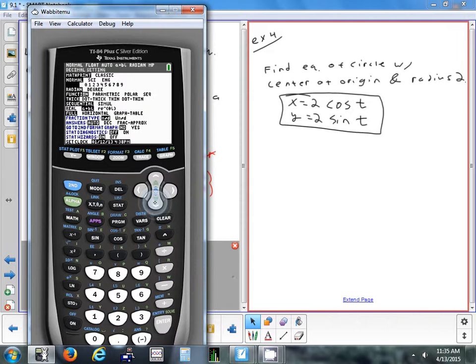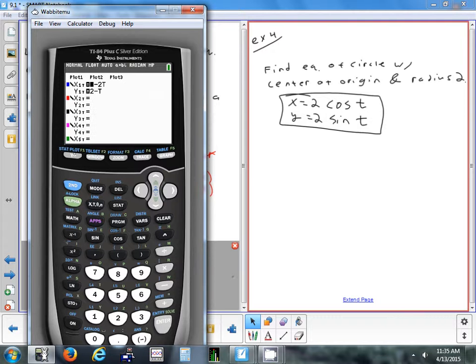So if you're not in parametric, switch back to that. Okay, type in 2 cosine t, 2 sine t. Now this is a circle with radius of 2, centered at the origin. Let's start with our x min and max. If the radius of this circle is 2, it's not going to go any more than 2 to the left or 2 to the right. I would do the same thing up and down. Right now it's going to go off the screen. So let's go negative 2.5, 2.5.